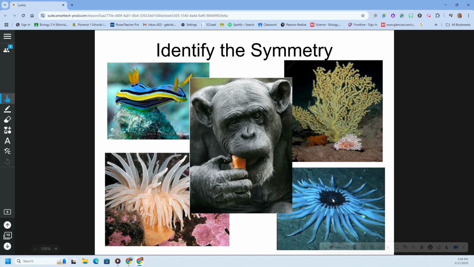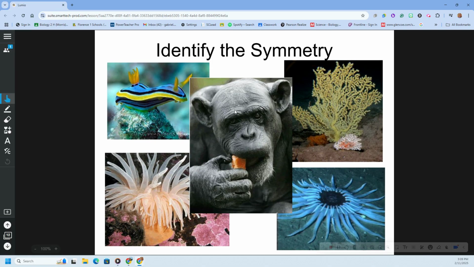Now keep in mind the way you look at the organism is going to have an effect on how you determine the symmetry. So this anemone on the left is a different view, but you can still see looking down from the top that it's going to have radial symmetry. So think about the different angles, and don't just go by how the picture looks, okay?